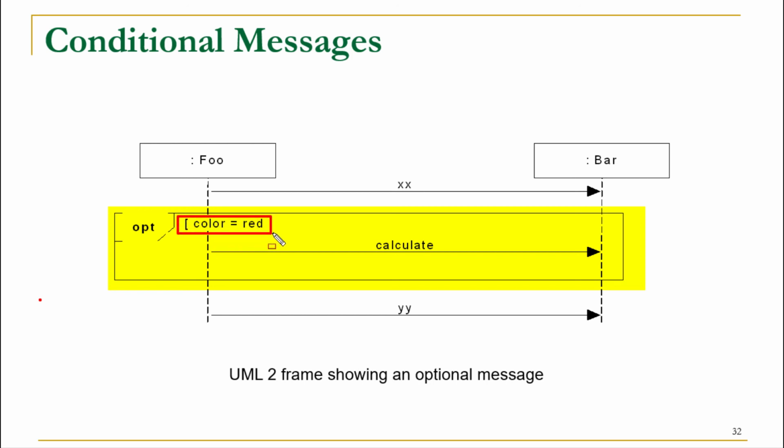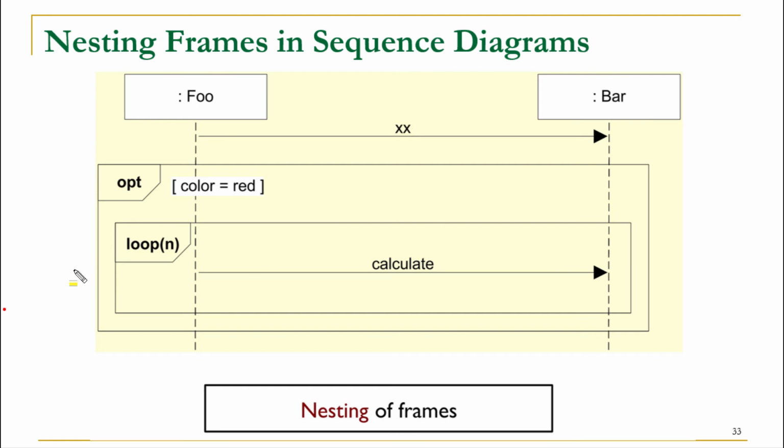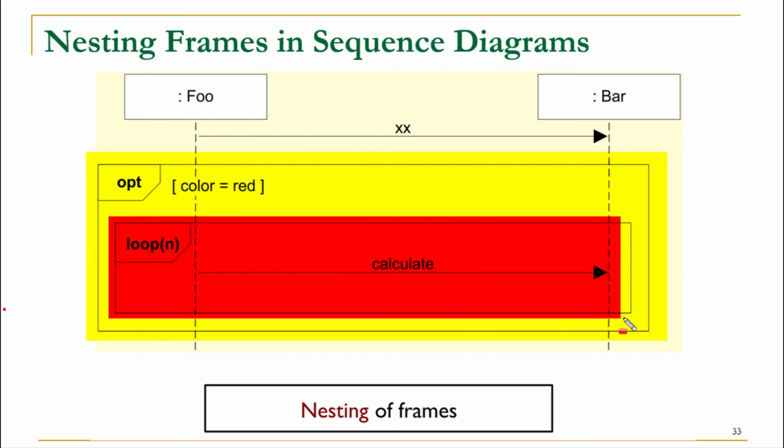And to mention the condition, I can use these square brackets and saying that the condition is on the color and the value for the color should be red. To represent the scenarios where we are nesting, probably we are nesting a loop in a condition, or we are nesting a loop within another loop, we can nest a frame within another frame.